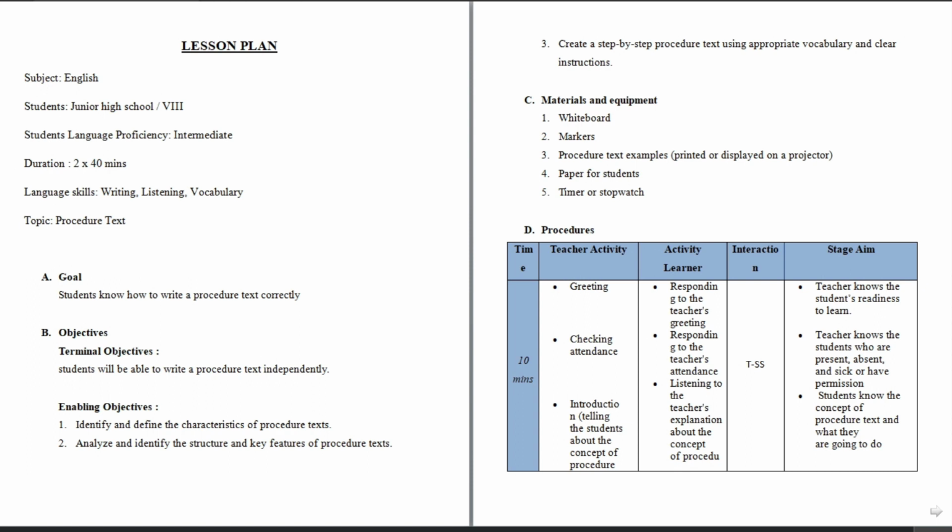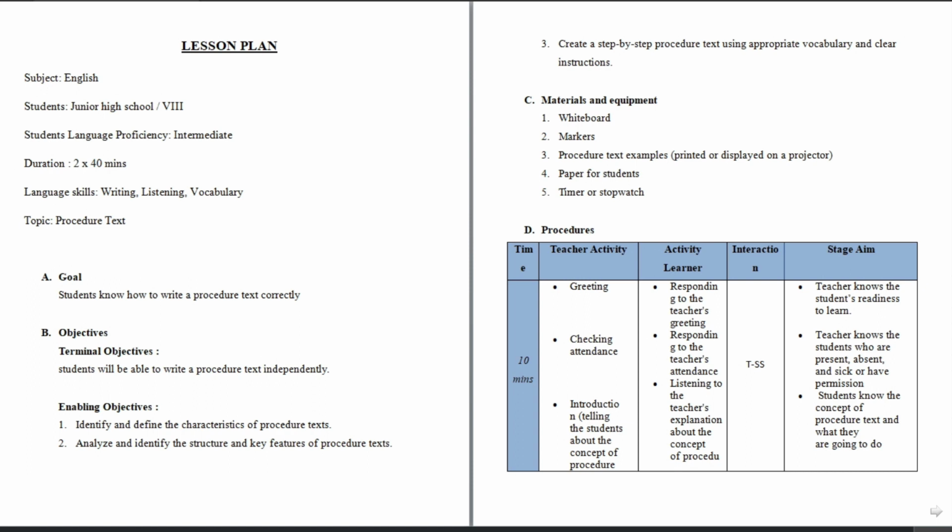So, the subject today is English, and the students are class 8 of junior high school, and the topic is procedure text. The goal is that students know how to write a procedure text correctly. Terminal objective: students will be able to write a procedure text independently.